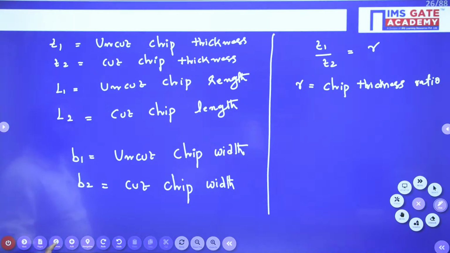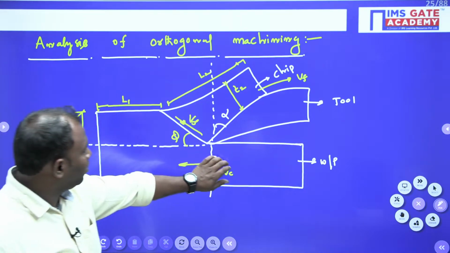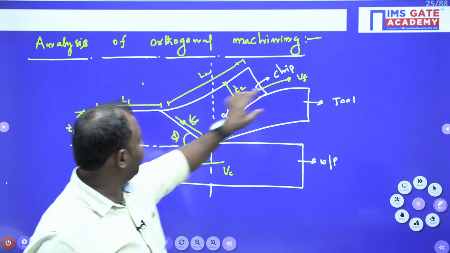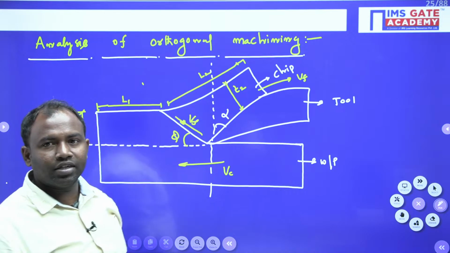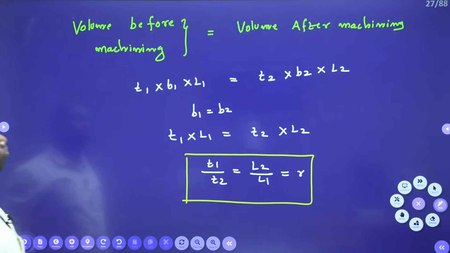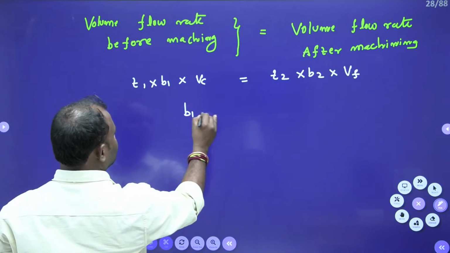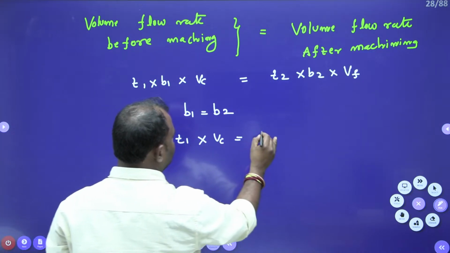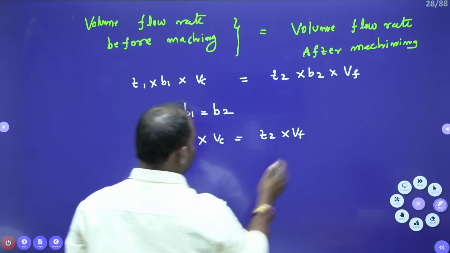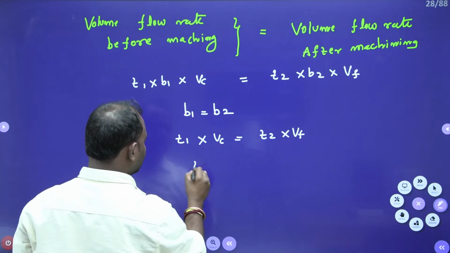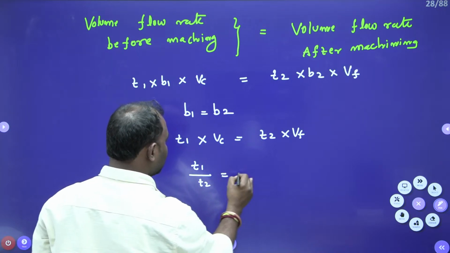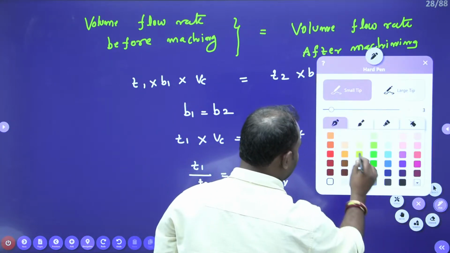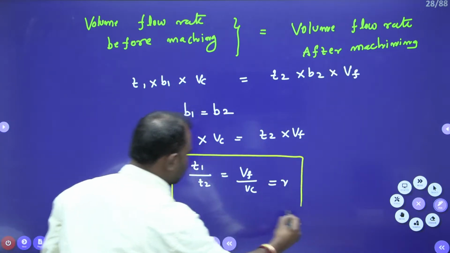Now if I go back, volume flow rate before machining is Vc into T1 into B, and after machining it is Vf into T2 into B, isn't it? Now B1 is equal to B2, such that T1 into Vc is equal to T2 into Vf. So how can we conclude? T1 by T2 is equal to Vf by Vc, that is equal to r. This is the second relation.